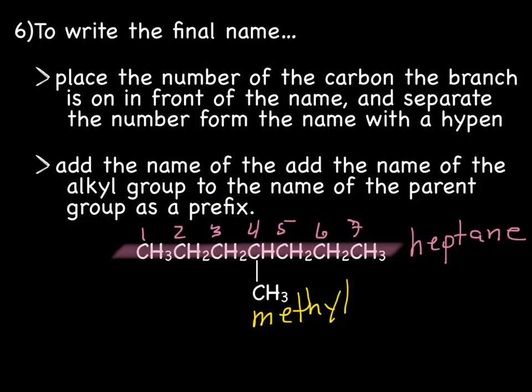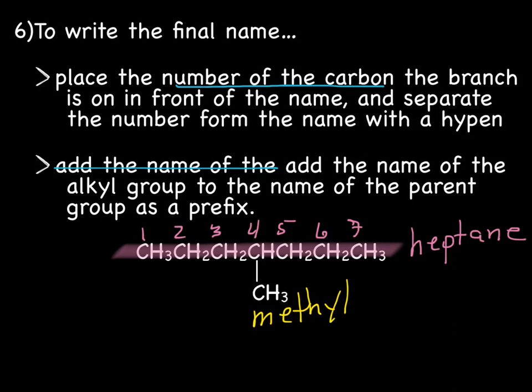All right, so how do we write the final name? So you place the number of the carbon the branch is on in front of the name, and separate the number from the name with a hyphen. Add the name of the alkyl group to the name of the parent group as a prefix.